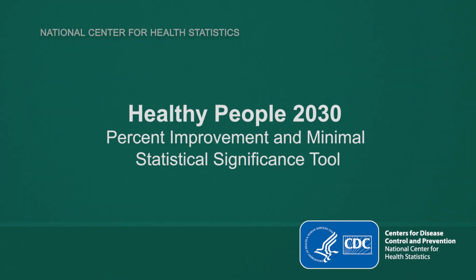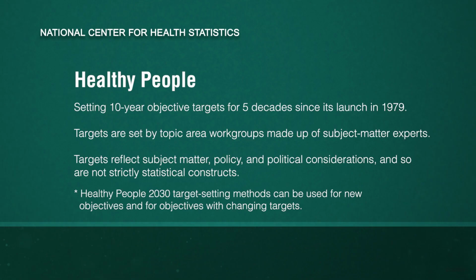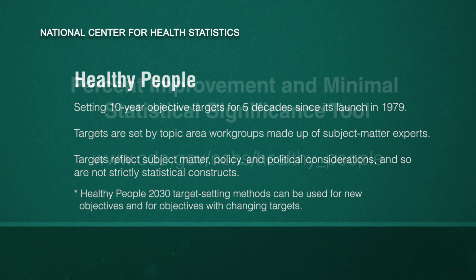Welcome to a tutorial for the Healthy People 2030 Percent Improvement and Minimal Statistical Significance Tool. Setting 10-year objective targets has been an essential part of Healthy People for 5 decades since its launch in 1979. The targets are set by topic area work groups made up of subject matter experts. Healthy People targets reflect subject matter, policy, and political considerations, and so are not strictly statistical constructs.